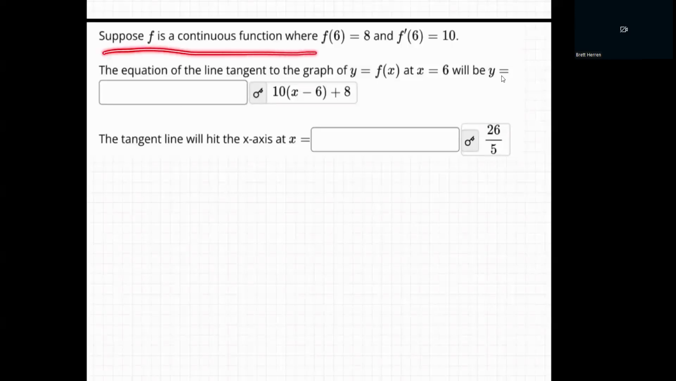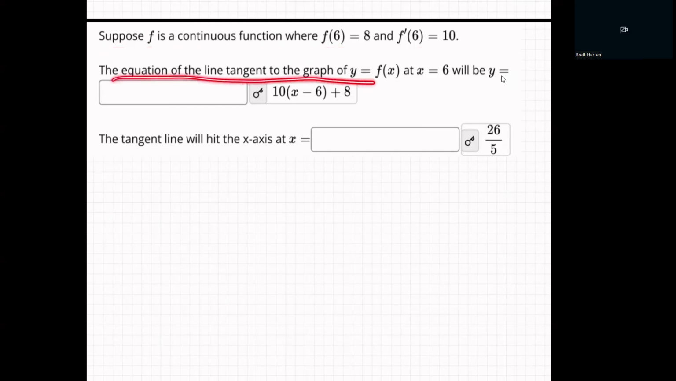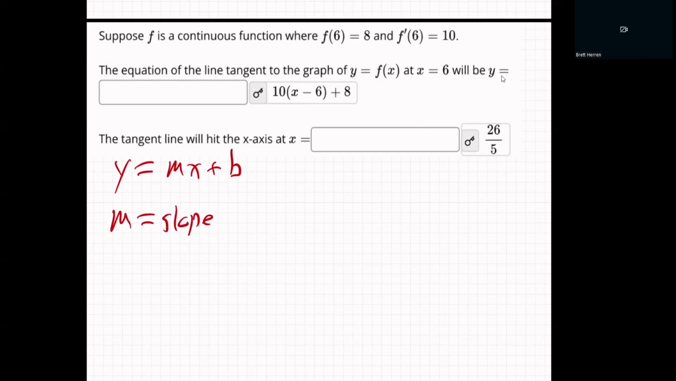Suppose f is a continuous function where f of 6 is 8 and f prime of 6 is 10. The equation of the tangent line to the graph will be, okay, so how do we find that? Well, they're telling us to find the equation of the tangent line, we need y equals mx plus b. How do we find m? Well, that's the slope. And what is the slope?